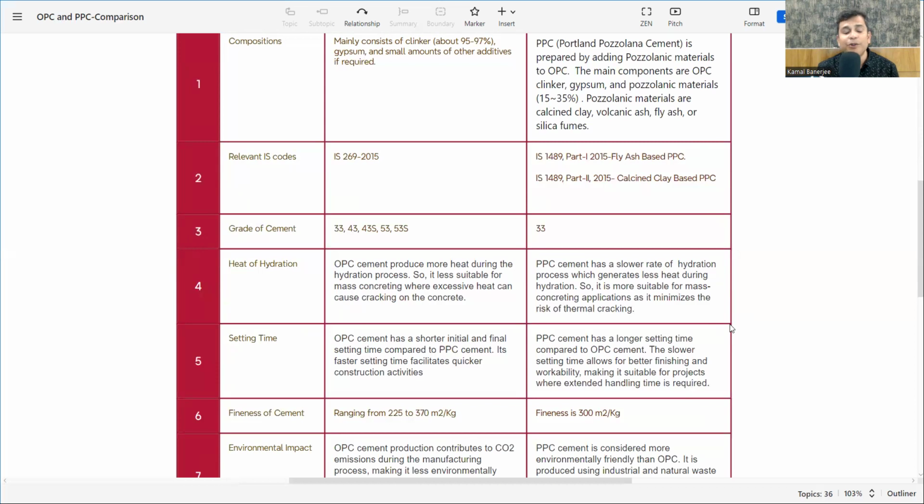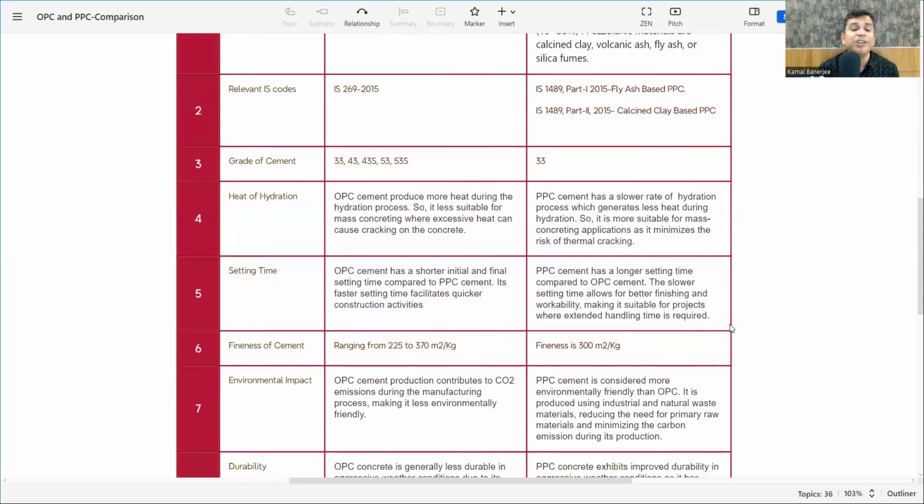But for your understanding, 33 is the compressive strength in 28 days, 43 is also the same, 53 is also the same, but 43S and 53S are defined according to the criteria of soundness. So that is why it is called the sleeper grade, 43S is sleeper grade and 53S is sleeper grade. But in the PPC, we have only one grade of cement, that is 33. So here it is different. For OPC, we have grades 33, 43, 53, but for PPC, there is only one grade, that is 33.